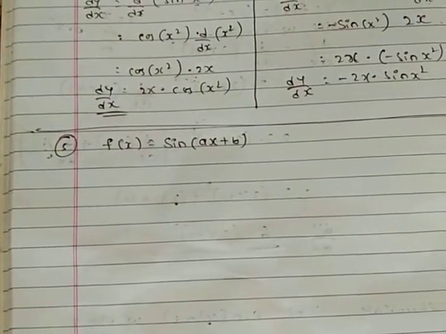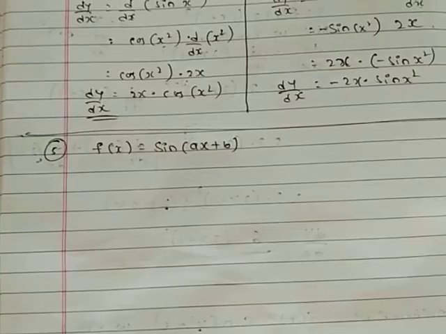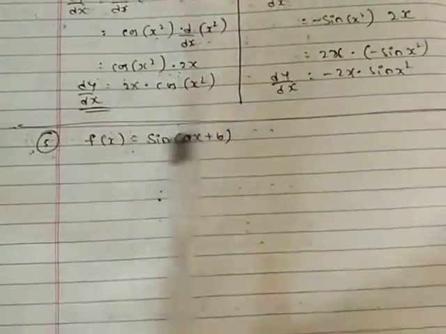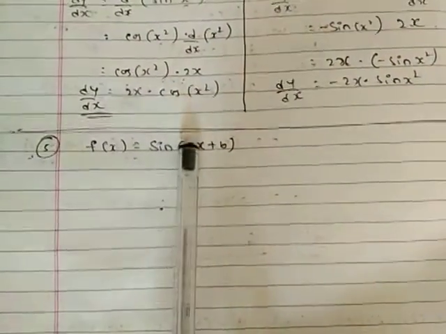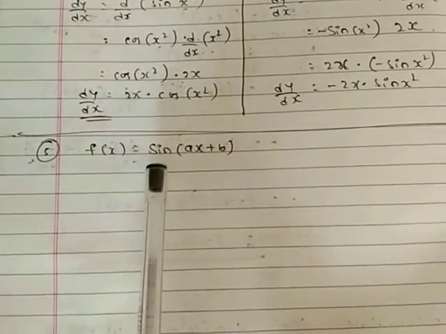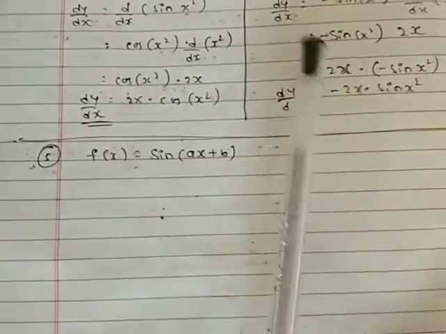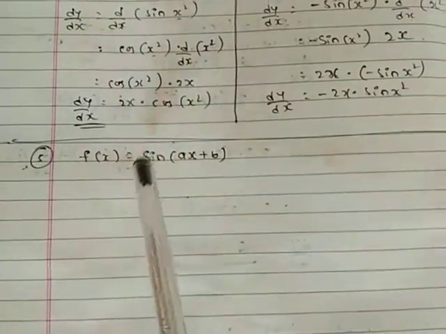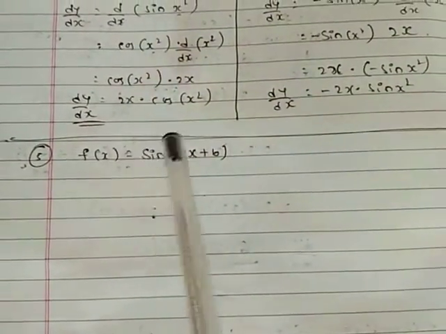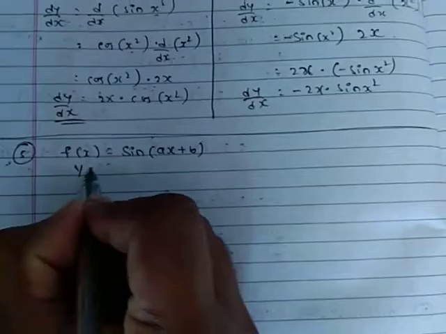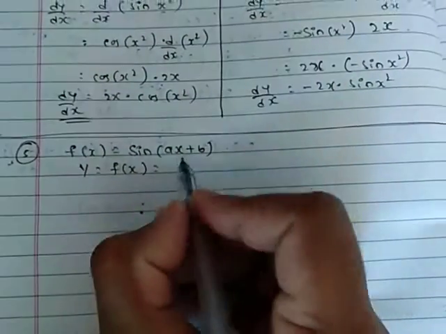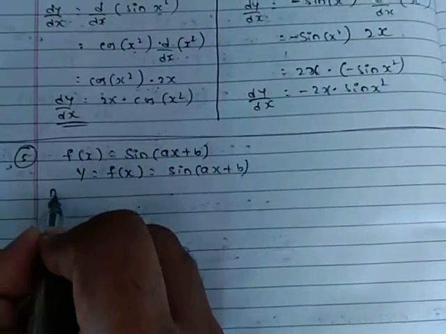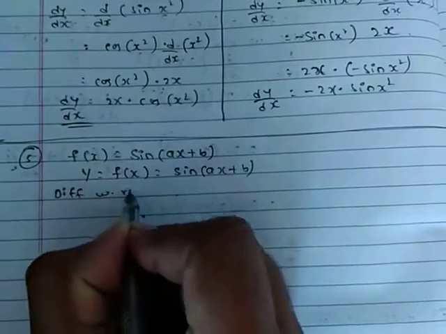Next problem, f of x is equal to sine of ax plus b. Observe the things: sine of ax plus b is one function, ax plus b is another function, a is a function as well as x is another function. So if we need to differentiate, we need to apply the chain rule of differentiation here. Before we apply the chain rule, first we assign y. So y is equal to f of x is equal to sine of ax plus b. Next, differentiate with respect to x.